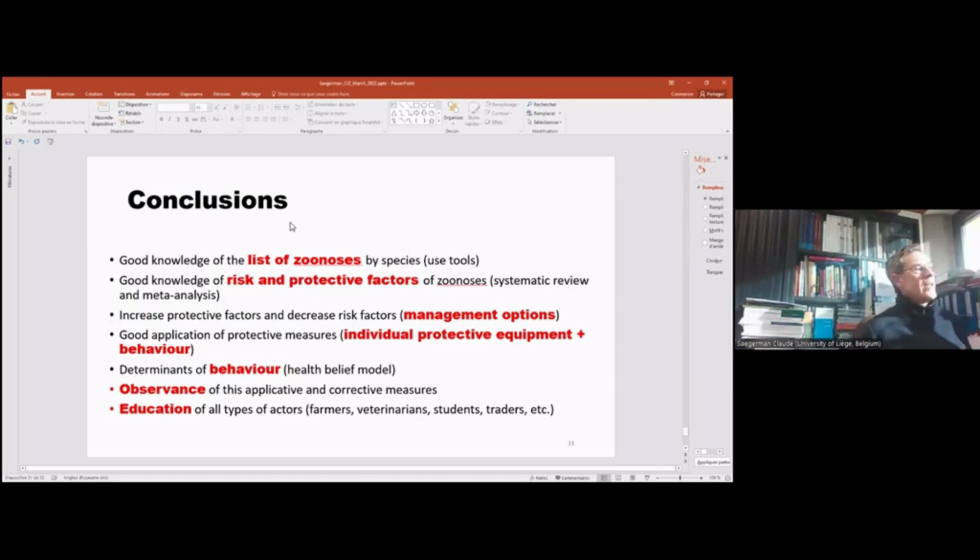Another very important thing is the good application of protective measures. We need to use individual protective equipment to protect yourself, but also good behavior. It's very important to name more activity in terms of determinants of behavior to stimulate good behavior of people. And of course, it's very important to have some observance of the applied and corrective measures. And finally, it's very important to invest in education of all types of actors, like farmers, veterinarians, students, but also traders and consumers.